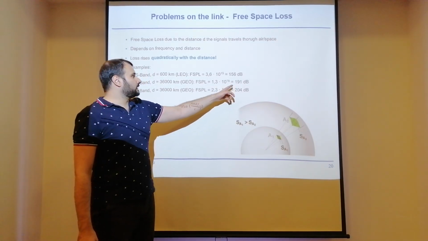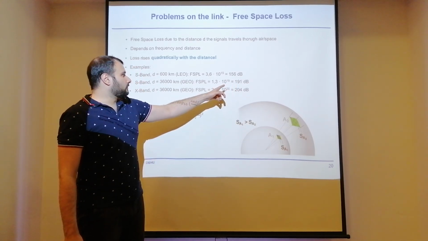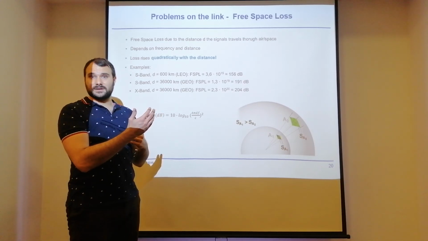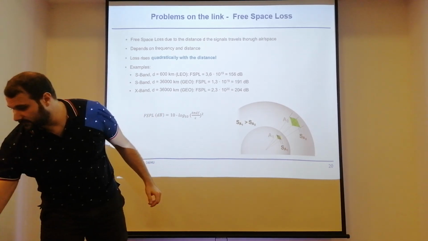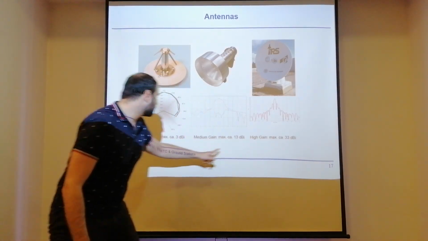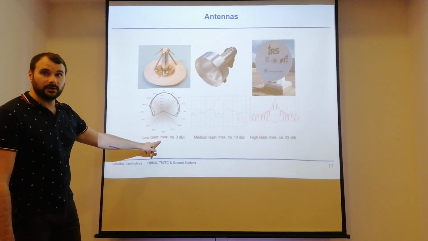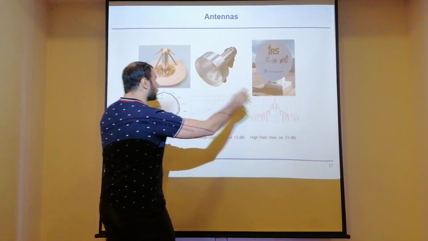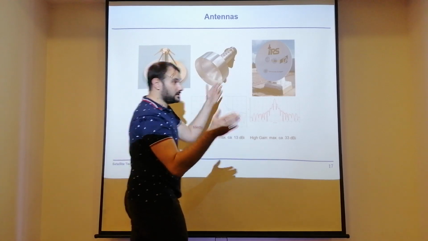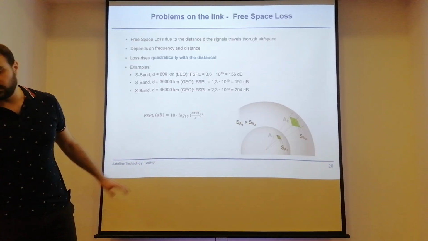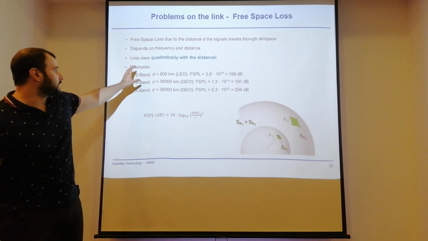So this is already 35 dBs more by the distance. And keep in mind, 35 dBs is even more than the difference between the high gain antenna and the low gain antenna. Even here, we only have 30 dBs more if we go from a small antenna to a really highly directed antenna. So that's why we always have to keep the free space loss in mind when we do that.